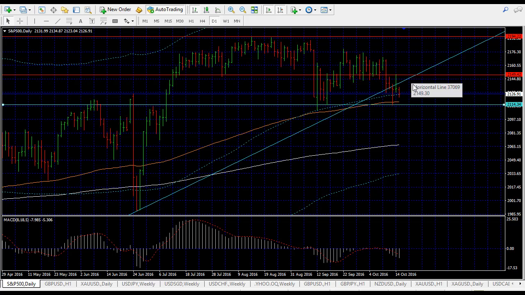So I'm going to let the pins fight it out. Whichever direction it closes, if it does close below this level, the S&P is most likely going to head down. Next stop would be my 365. But if it hits back up, the S&P is going back into a bullish trend once again.